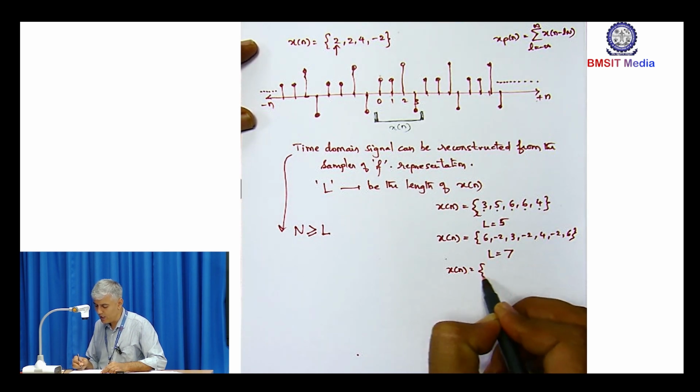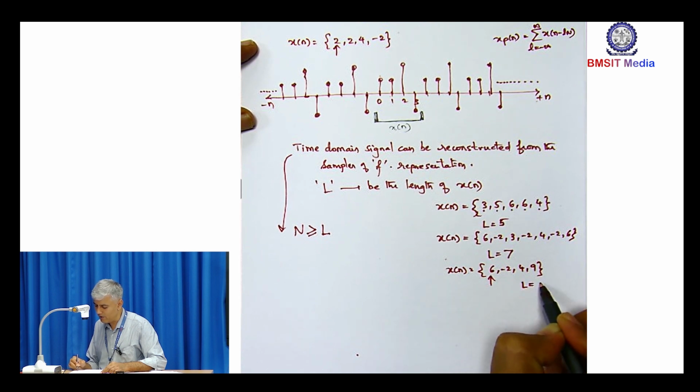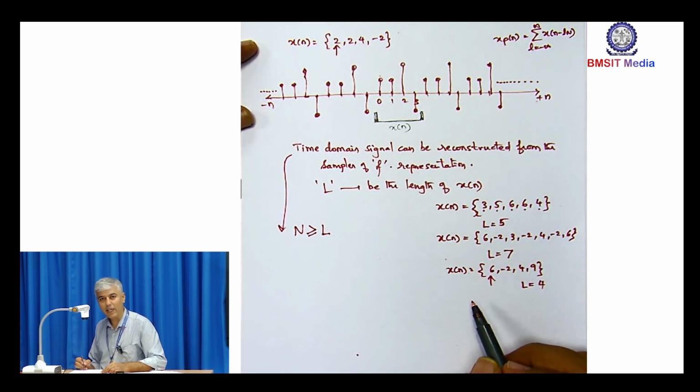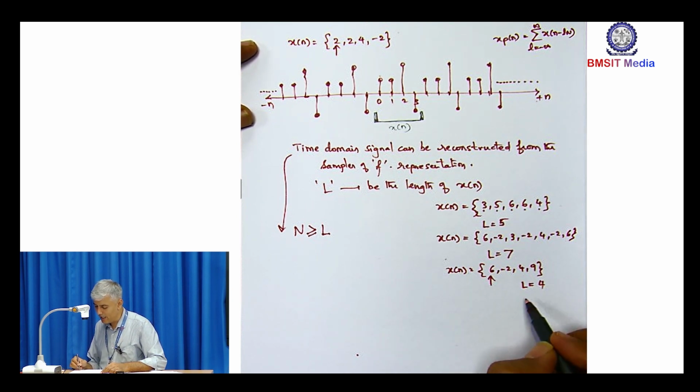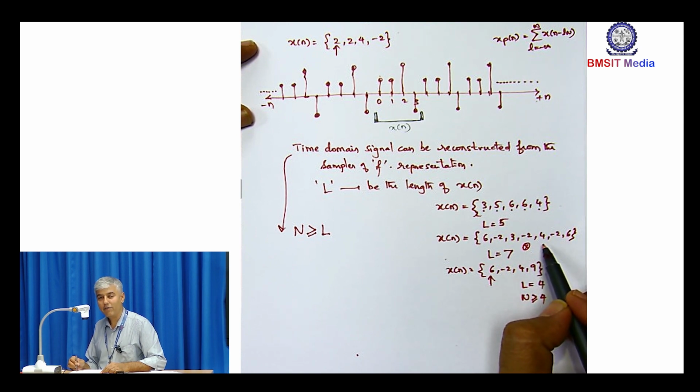X of n is equal to say 6, minus 2, 4 and 9. Okay, so what is the length over here? The length of the signal is 4. So if you are sampling the Fourier transform of this x of n, then N should be greater than or equal to 4. For the earlier example, if your intention is to reconstruct the original signal, then the length is already 7, so capital N should be greater than or equal to 7.